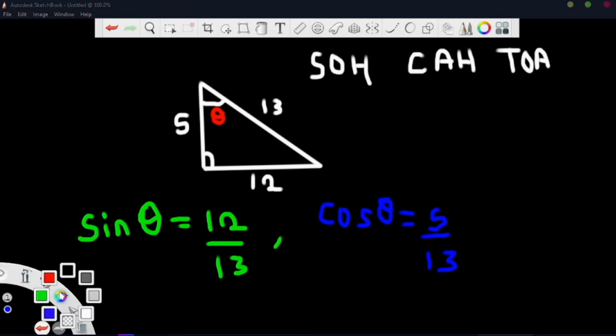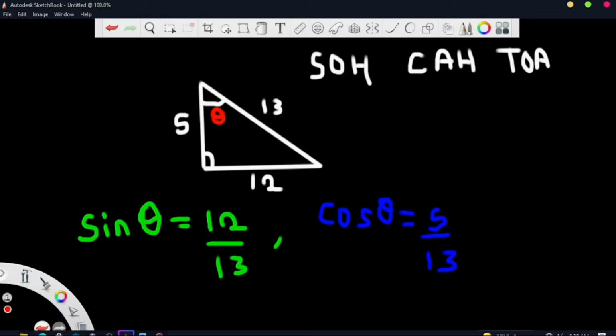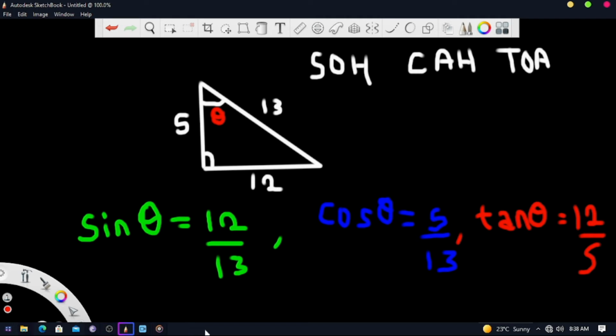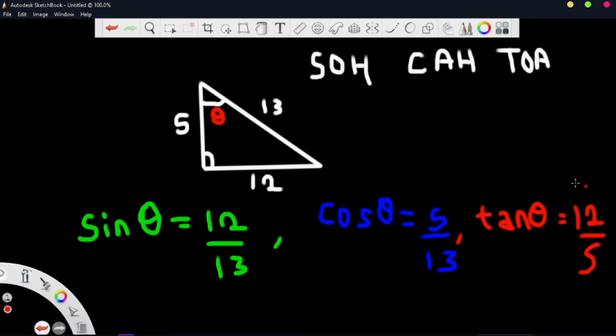Now how do I find my tan? My tan, not tangent, which is something else, will be my opposite over my adjacent. My angle is here, the opposite side to the angle theta is 12, over my adjacent side, 5. So I have my trigonometrical ratios understood to the fullest. This is my SohCahToa.